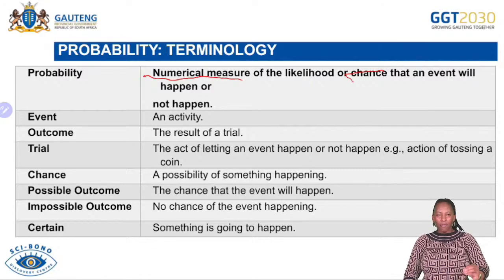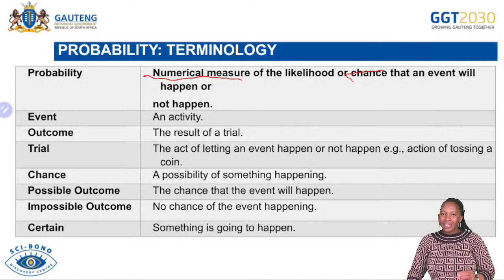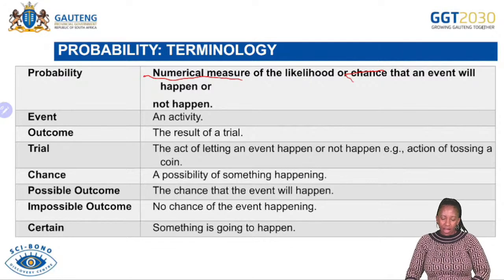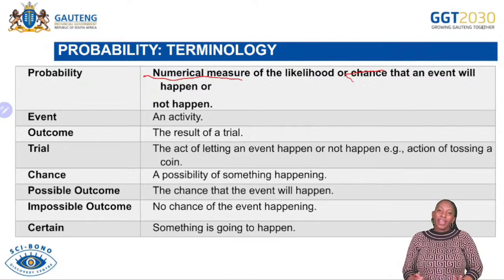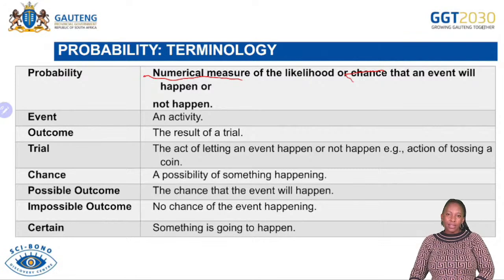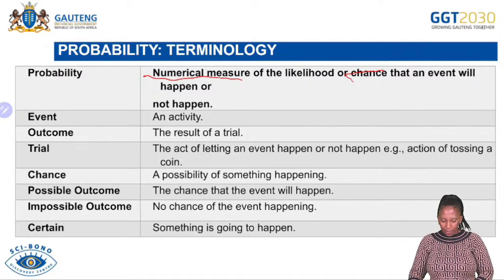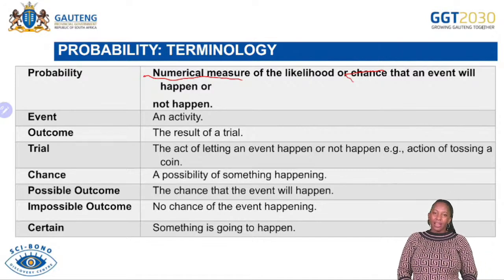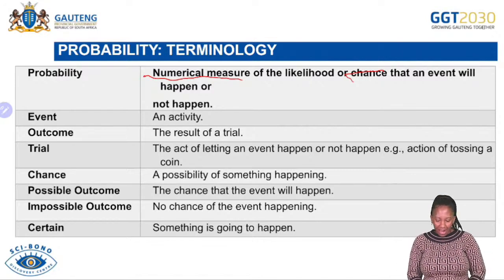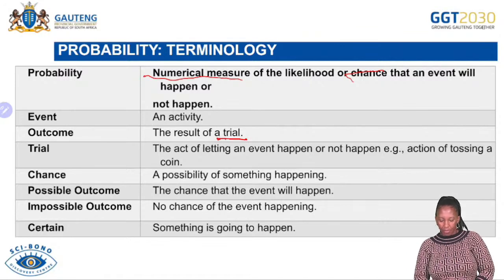And then we have what you call the outcomes. What are the outcomes? What are we expecting from that event? Outcomes are the results of a trial. That means the two teams need to play. So the results that we'll get at the end of the game will be our outcomes. And then we go on to a trial. Remember, we said the outcomes are the results of a trial.